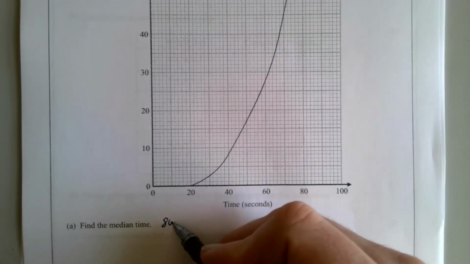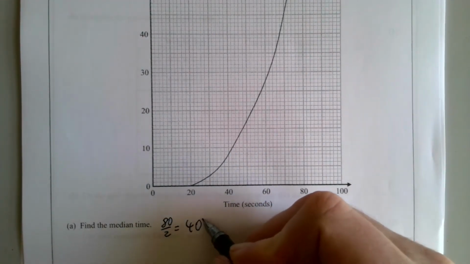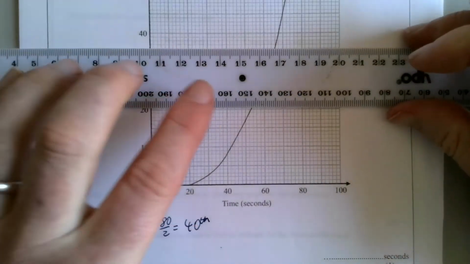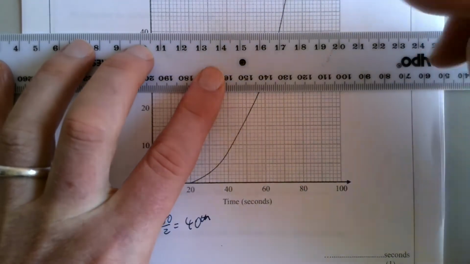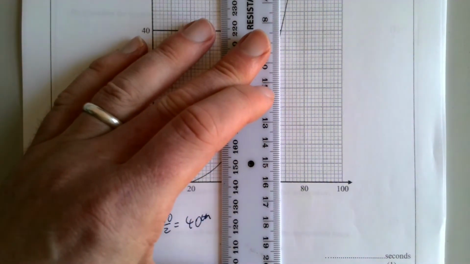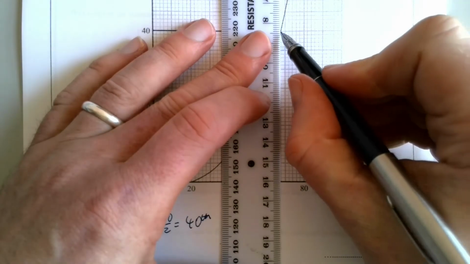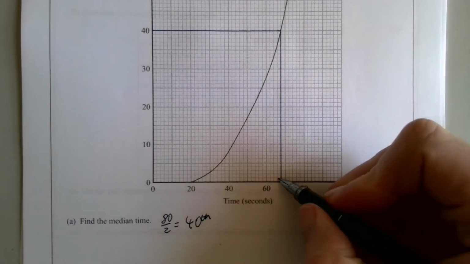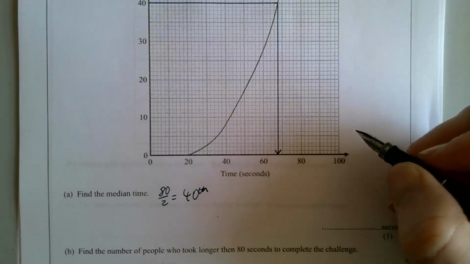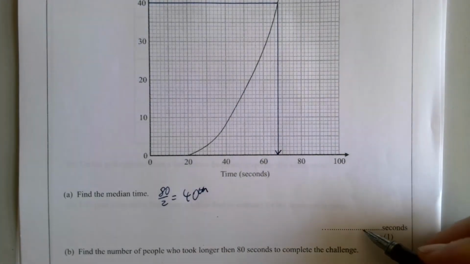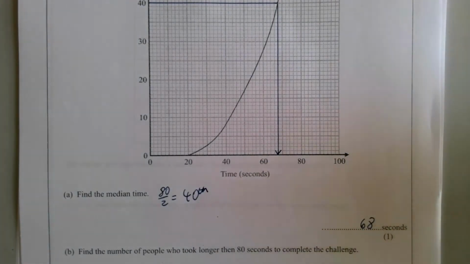Well, there's 80 people. 80 divided by 2 is 40, so we're at the 40th. We take our ruler again and we draw across from 40 until we hit the line, and then go straight down, and you can see that that's on a single line. Now this time, because they've drawn this line in for us, there won't be any give or take in the mark scheme. It would have to be one square before 70, and beware, because that's 68 seconds, isn't it?